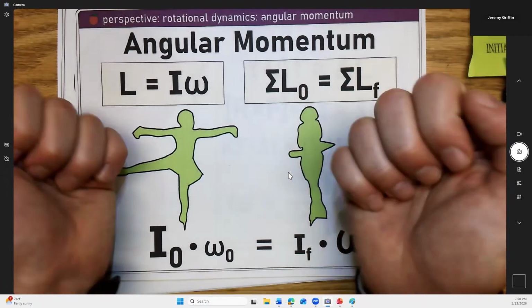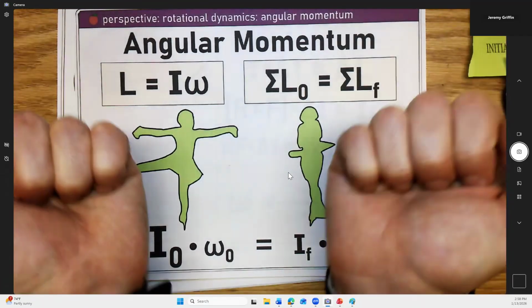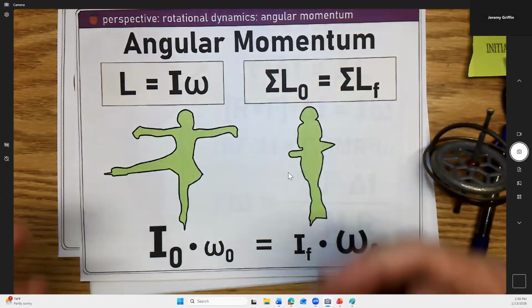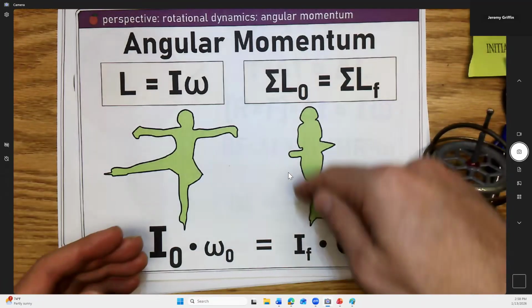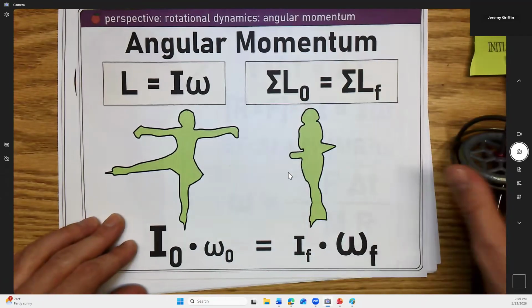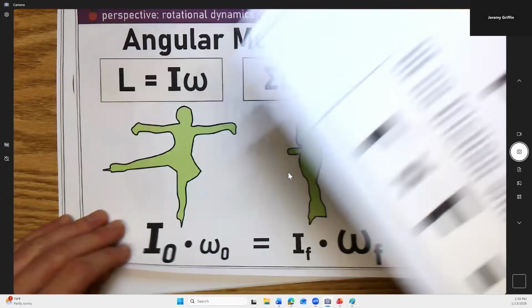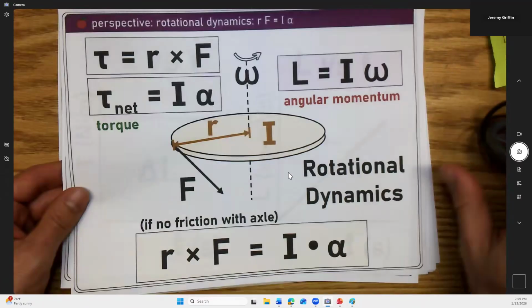And where the energy comes from is the figure skater's muscles as they pull their arms in. That takes work. So you're transferring energy from your muscles into your motion. So you get that. Here I'm really trying to build this up. Still got to finish this story though.